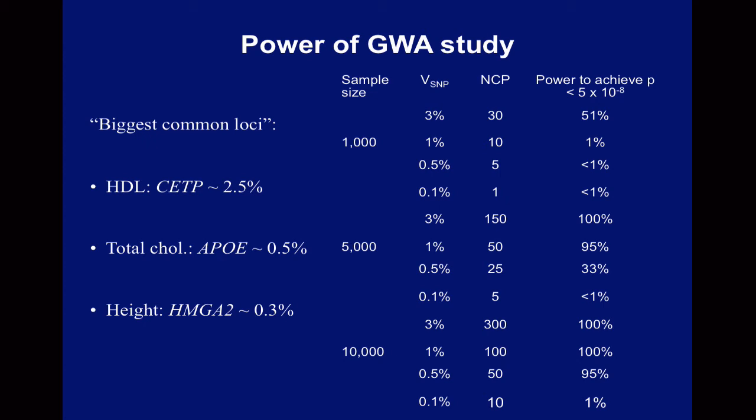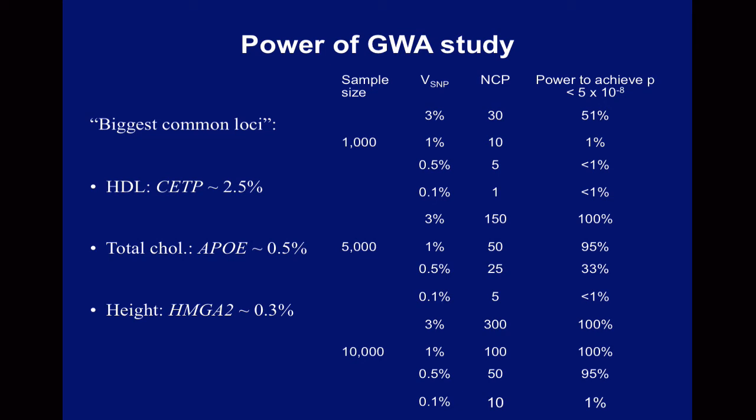Again, if we go back to lipids and look at total cholesterol, then the biggest locus, ApoE, would explain only 0.5% of variance. And if you take the example of height, then the biggest known locus, HMGA2, explains only 0.3% of variance. So you should expect that for a complex trait, if you do a GWAS, you're likely to find that your strongest locus explains 1% of variance or less.